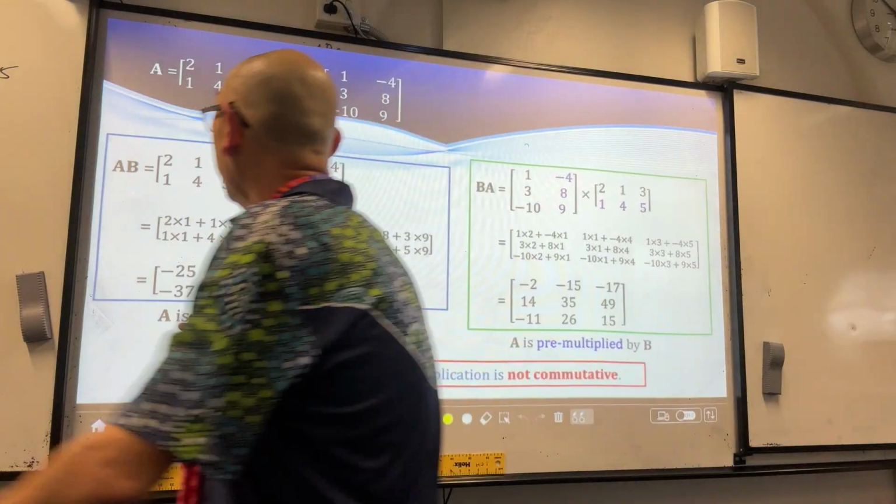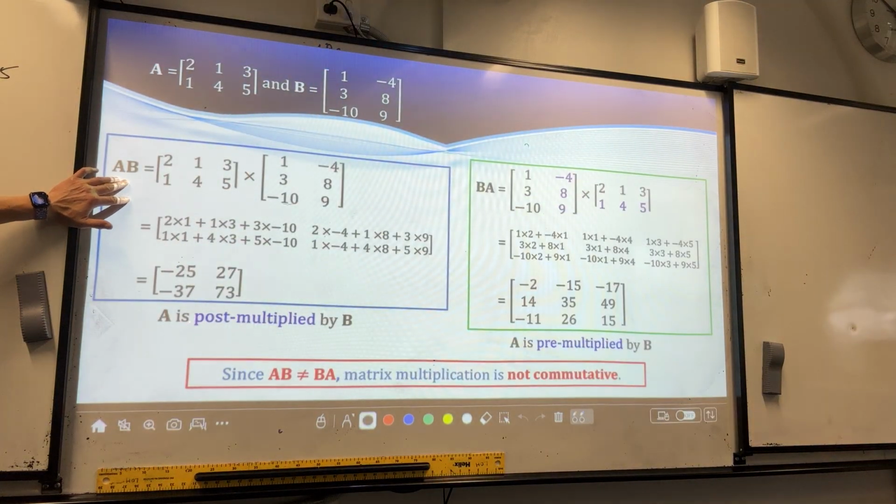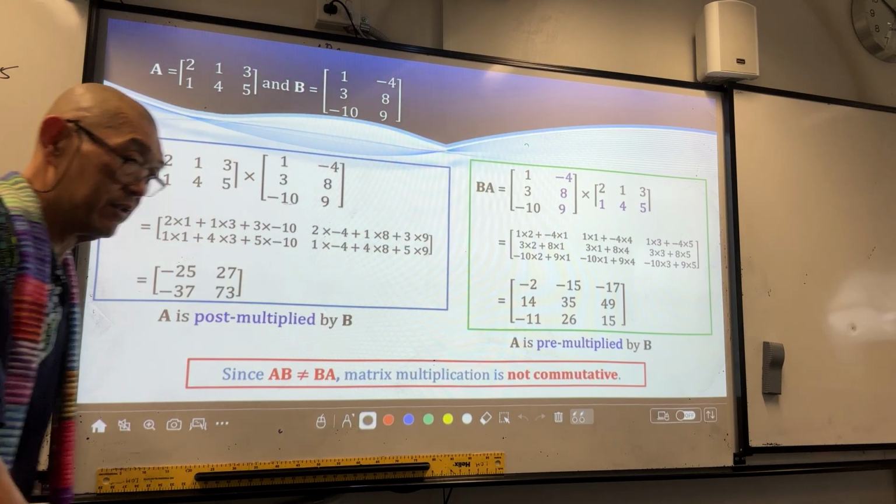We're going to look at if we use AB. A is post multiplied by B, or you can say that B is pre-multiplied by A. Same with here. A is pre-multiplied by B, or B is post multiplied by A. Alright? So this is the description you need to know. What is post multiplied, what is pre-multiplied.